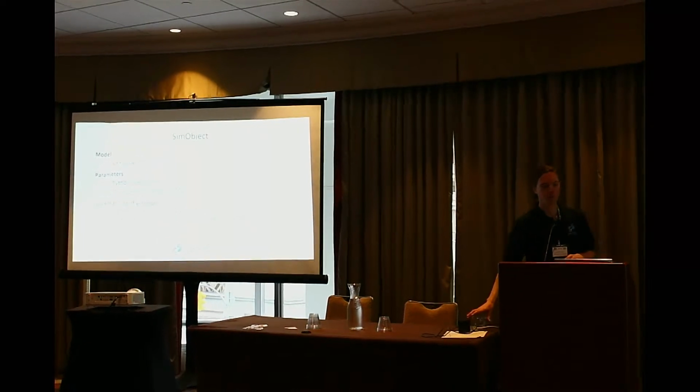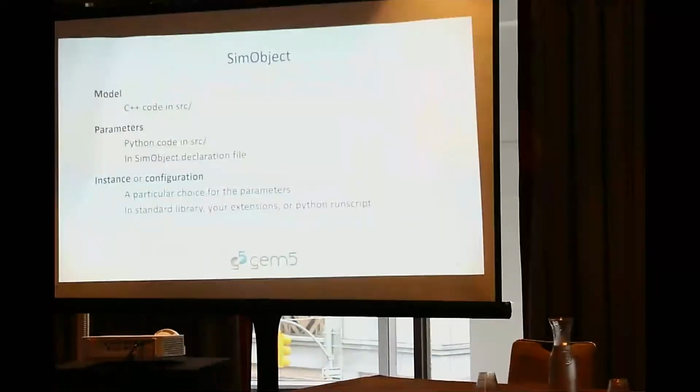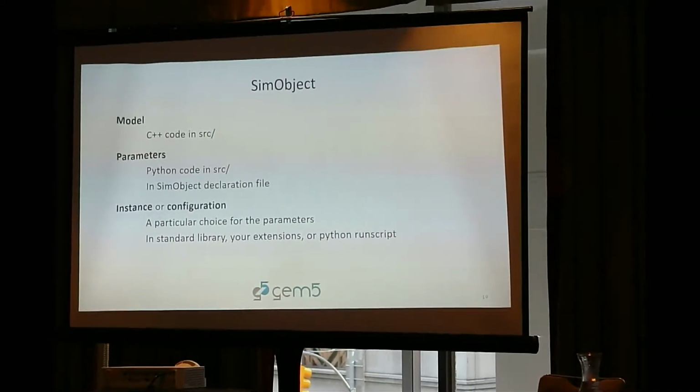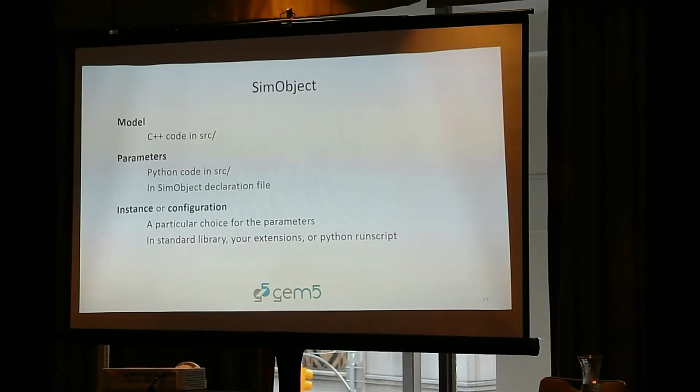So this is where things start to get a little bit confusing. We have our models in C++, the SimObjects, and you can find those in source. Then we can define parameters that you want to set on these models. So for a cache, maybe it's the cache size or the latency, etc. You can define those parameters that you want the user to set on your model via this Python wrapper, which is also in source. We can call this a SimObject declaration file.